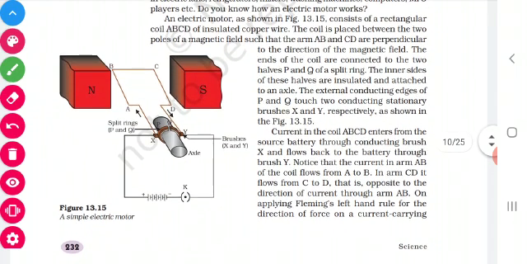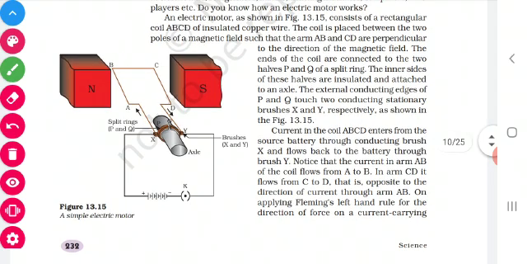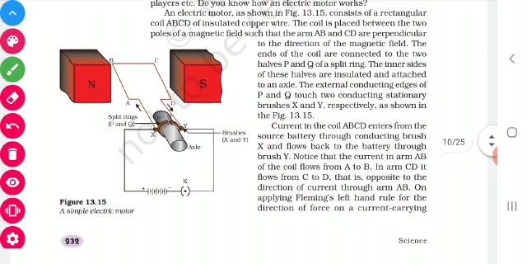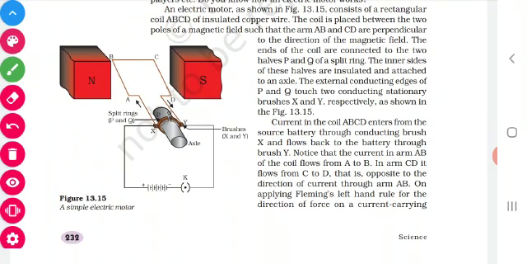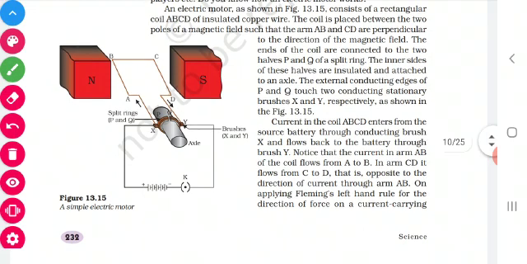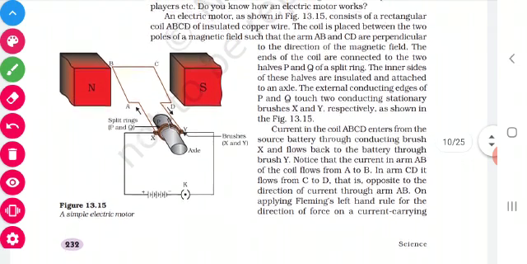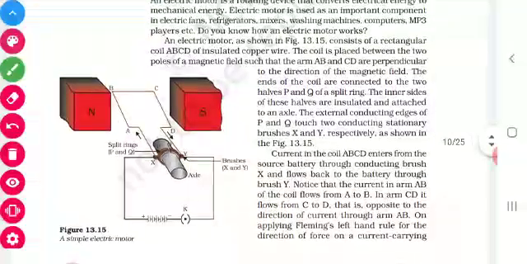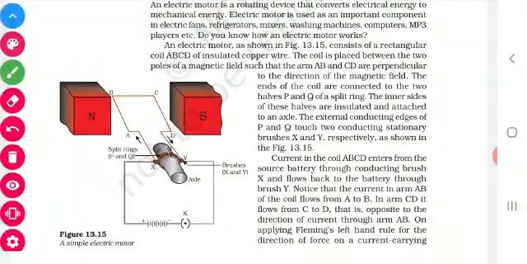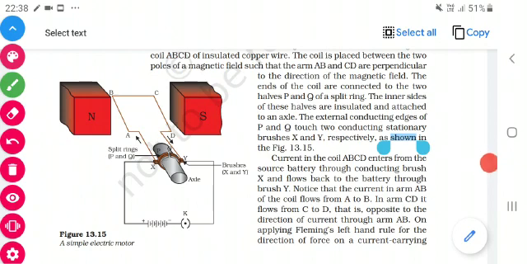Children, then what we have to do? We have to place a rectangular conductor inside the magnet. Between the poles of the magnet, we have to keep a rectangular conductor. So we have taken a coil, a rectangular copper coil A, B, C, D, and we have placed that in between the poles of the magnet. Now come to your book, we can read from your book.